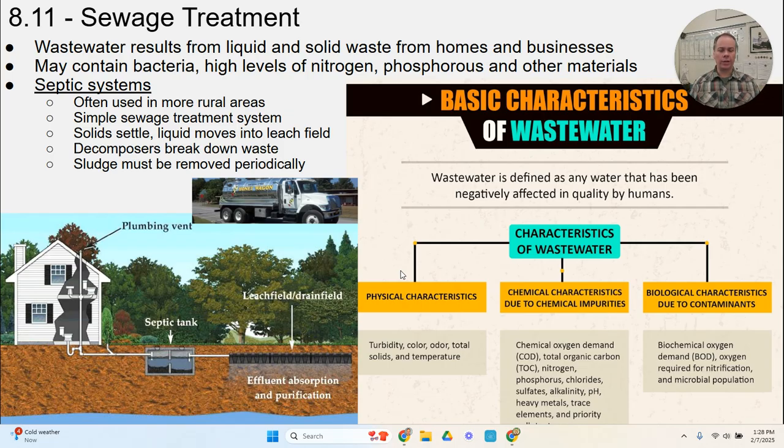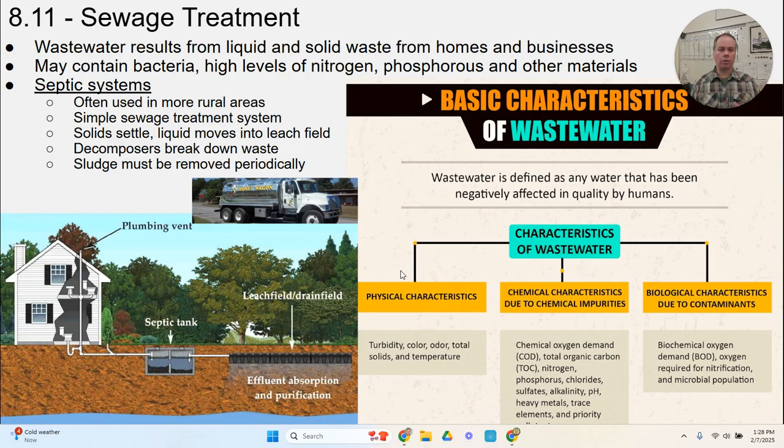Okay? This wastewater that goes down drains might have bacteria, it might have nutrients like nitrogen and phosphorus or other contaminants. And so the ways of treating it vary. In some remote or more rural areas, the drain pipes from a home are not actually connected to a municipal system that allows for wastewater treatment.